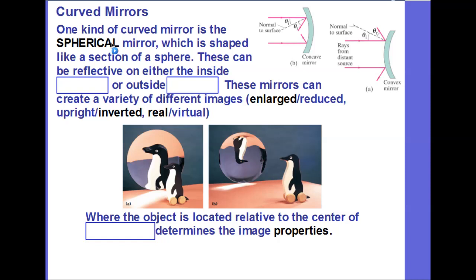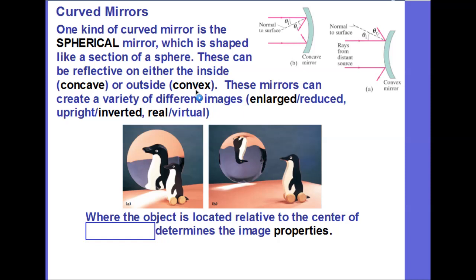These can be reflective either on the inside, which we would call concave mirrors, or they'd be reflective on the outside, which we would call, of course, convex. Now, these mirrors can create a variety of different images. So whereas plane mirrors could only create images that were the same size, that were virtual, and they were sort of flipped right to left, like the right hand becomes the left hand kind of thing. Plane mirrors are somewhat limited in their application.